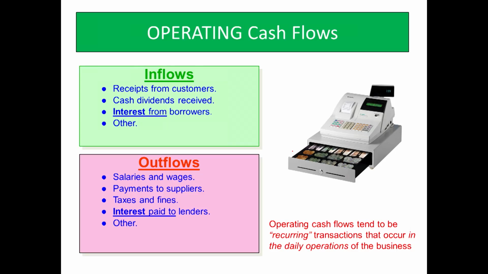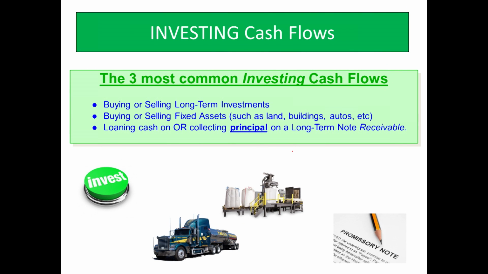Going to the screen. Let's skip over operating and let's actually move towards the investing cash flows. What are the 3 most common investing cash flows? Well, the 3 most common investing cash flows are buying or selling long-term investments. That's chapter 15, right? Buying or selling fixed assets, such as land, equipment, building, vehicles, things like that. Or loaning cash on or collecting principal on a long-term note receivable.